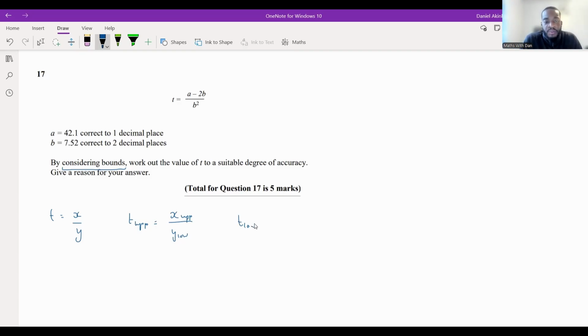And then the lower bound would just be that same thing but flipped. So I would want the lower bound on the numerator and the upper bound on the denominator, because the bigger the number you divide by, the smaller the number it gets overall. Does that make sense so far, guys? Just before we continue.